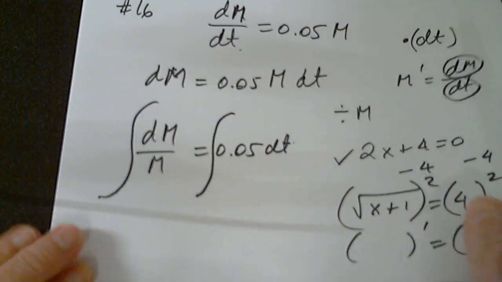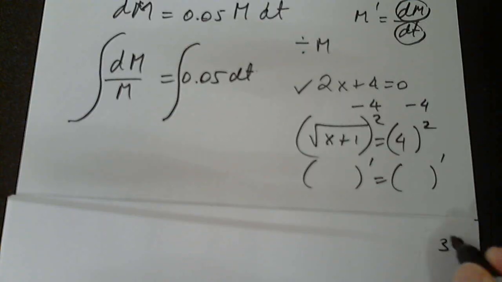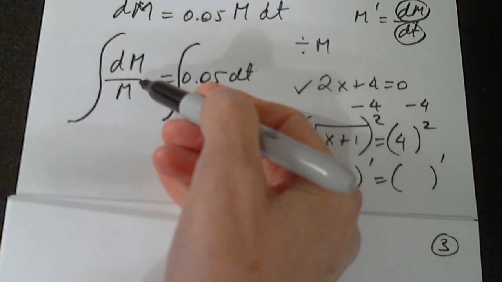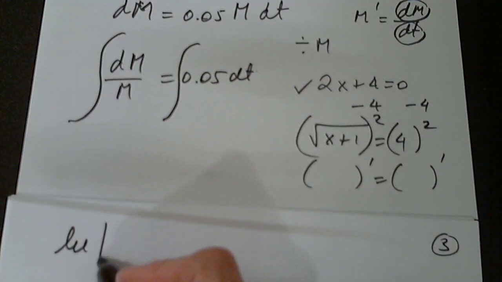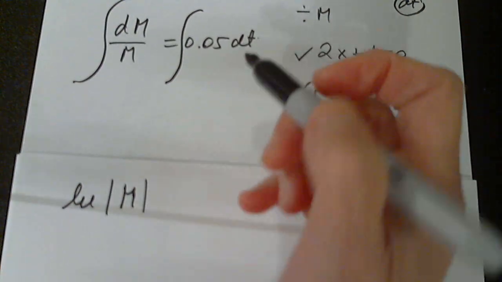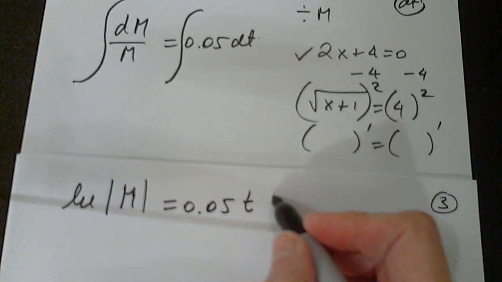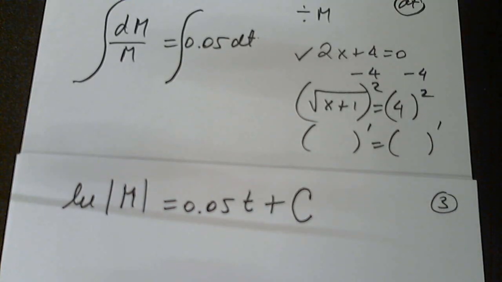Okay, now, when I integrate the left-hand side, I get natural log of the absolute value of m. When I integrate the right-hand side, I get 0.05 t plus a constant c.